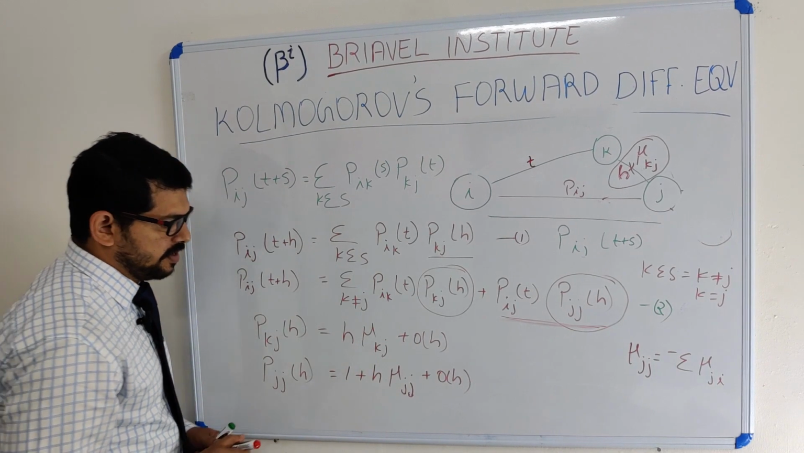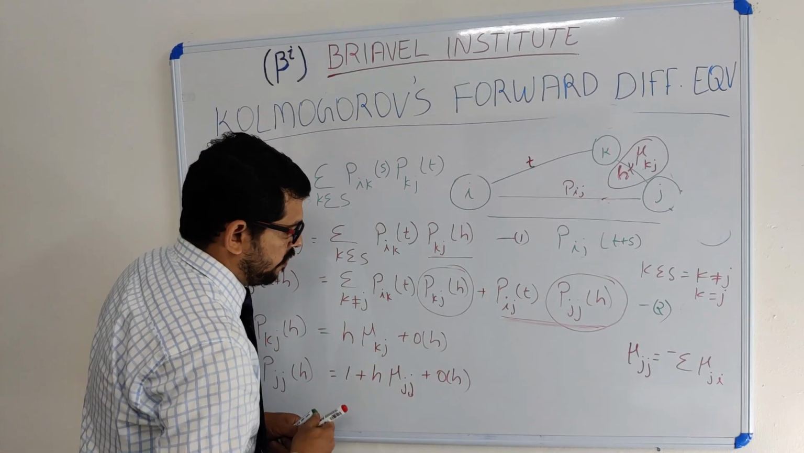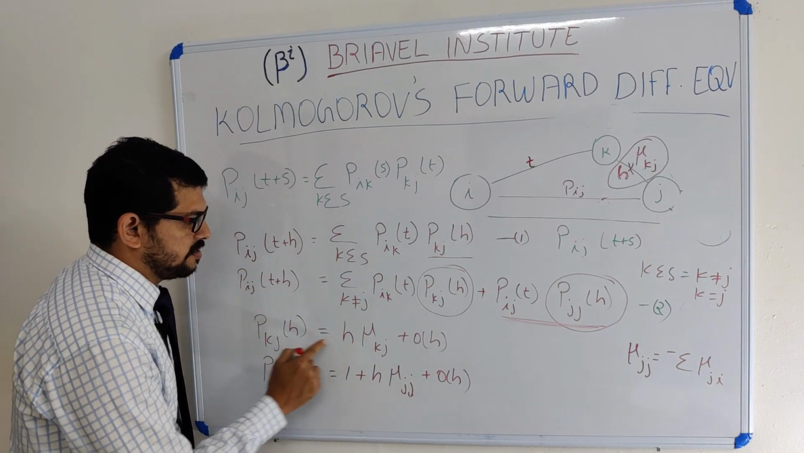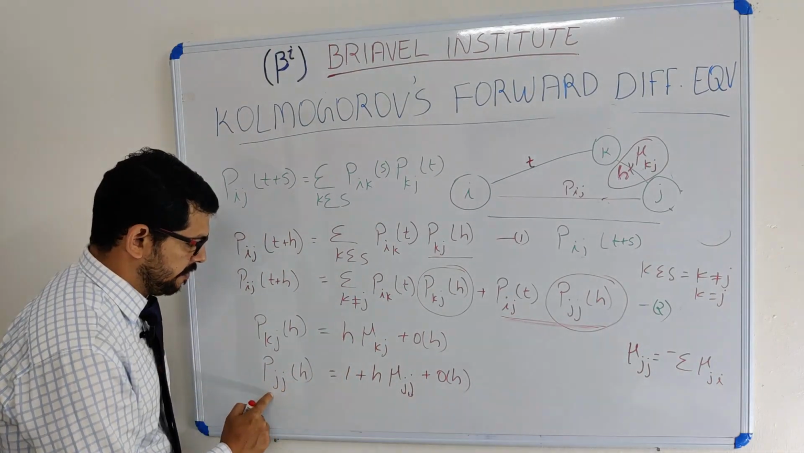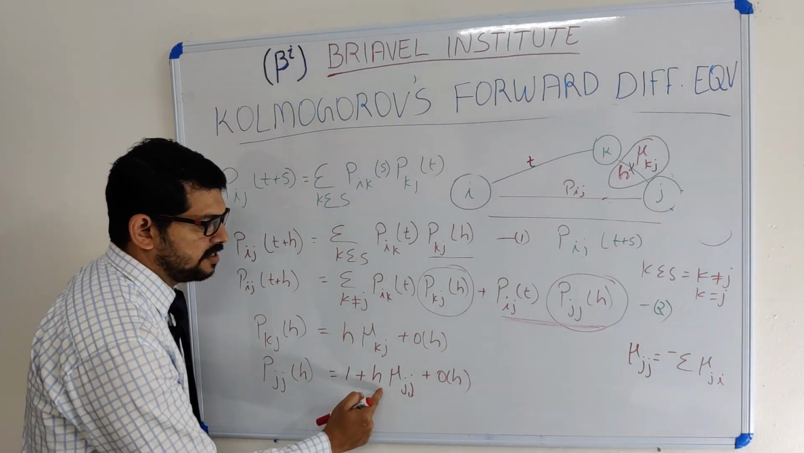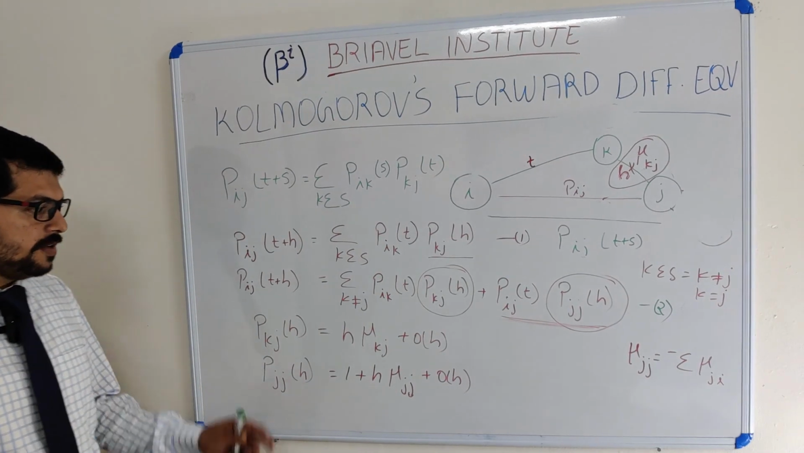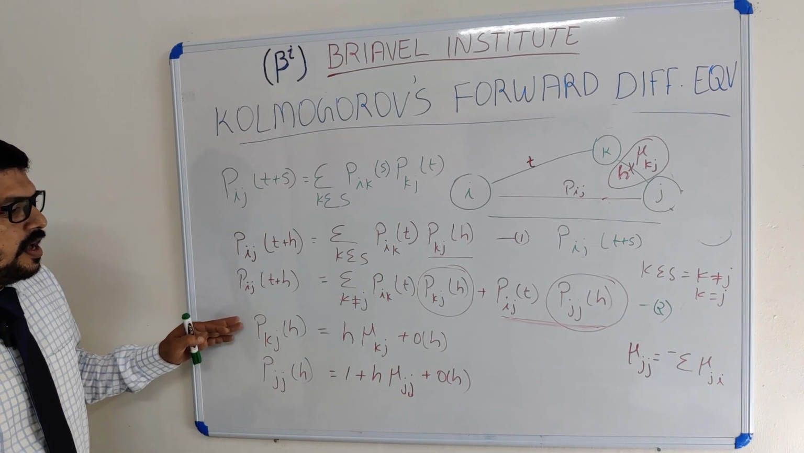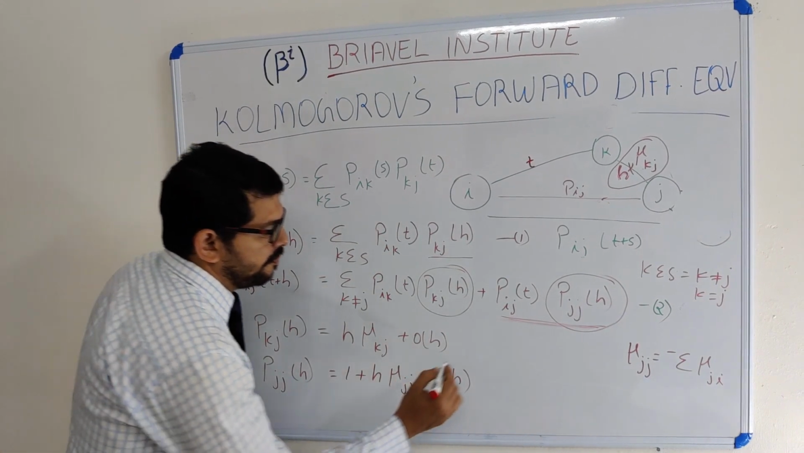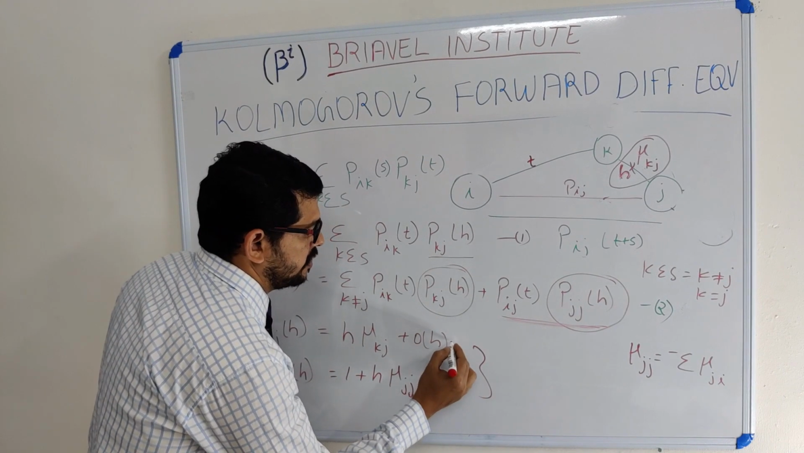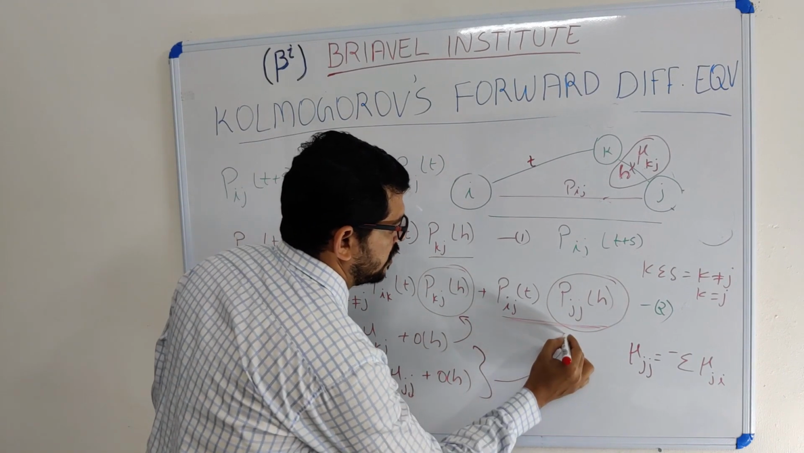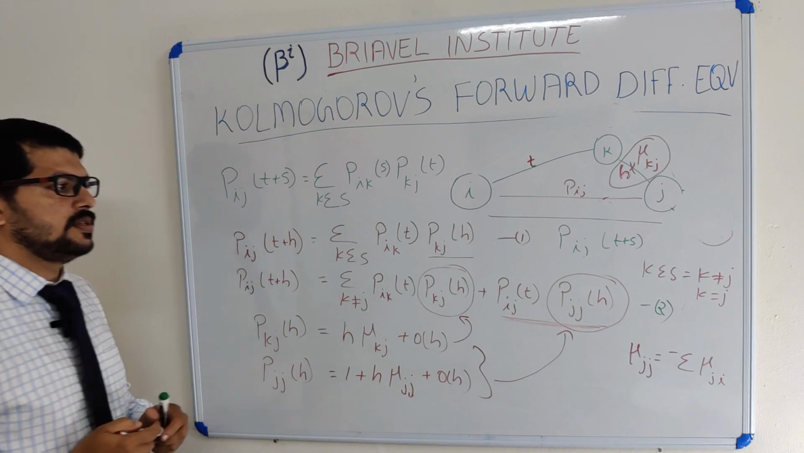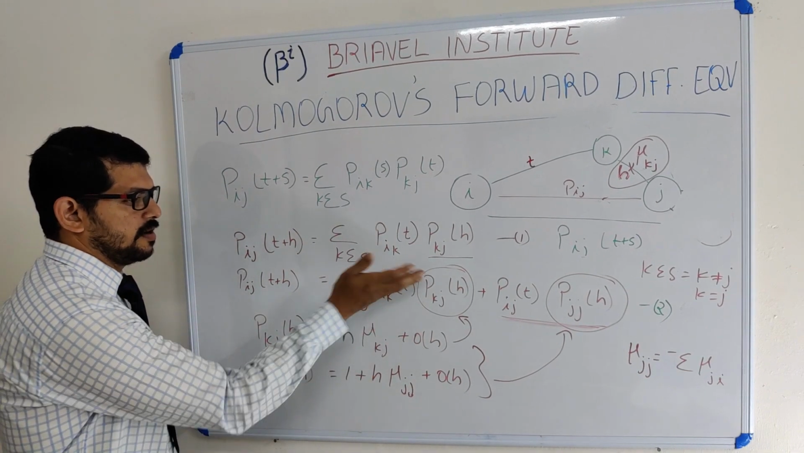So we received two equations. One is P of kj h is equal to h mu kj, and P of jj h is equal to 1 plus h into mu jj. So we received two equations. Both equations we are substituting here. This one is here and this is here. We are going to substitute these two equations in their place.